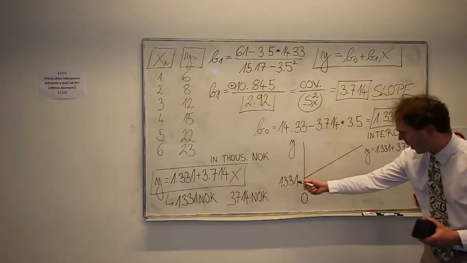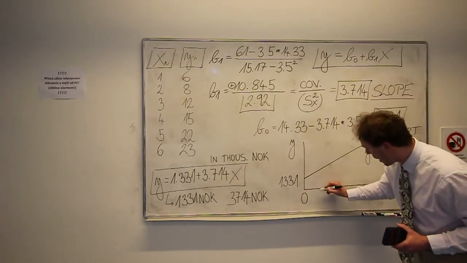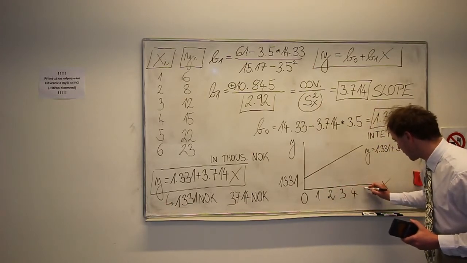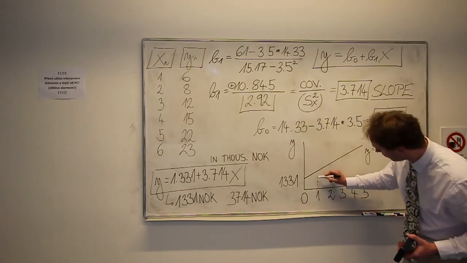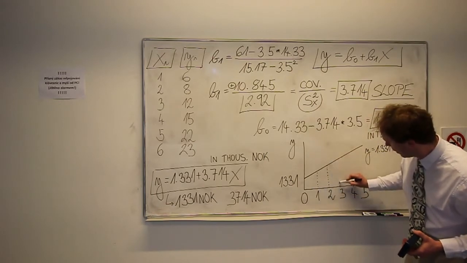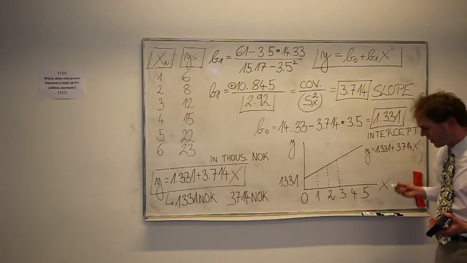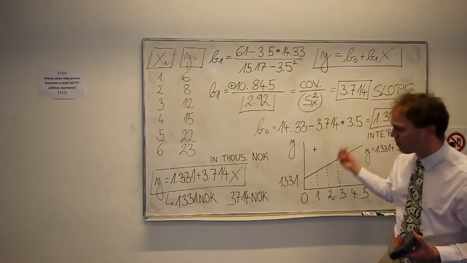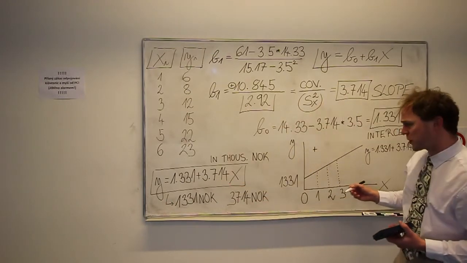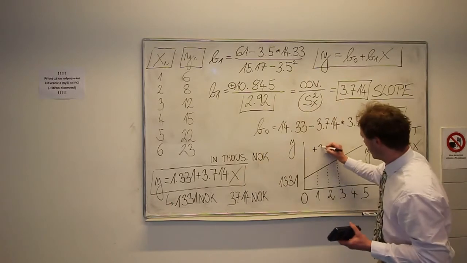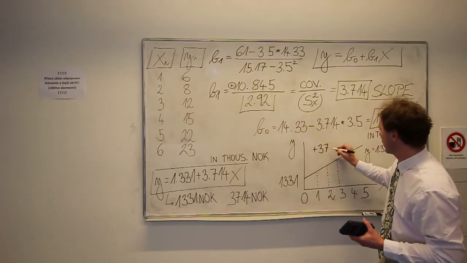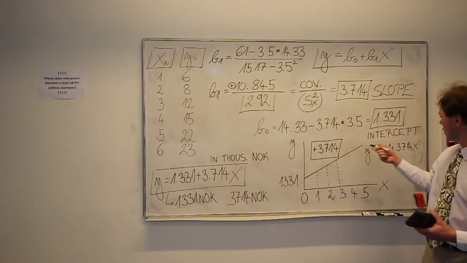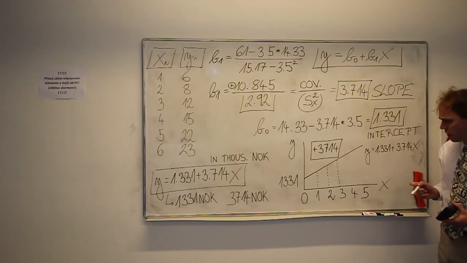1,331 Norwegian crowns, yes? This is the intercept. And 1 person, 2 persons, 3 persons, 4 persons, 5 persons, etc. With every other person in the household, you need to have more money on expenditures, more by 3,714 Norwegian crowns. So this is the slope of this regression line, yes.